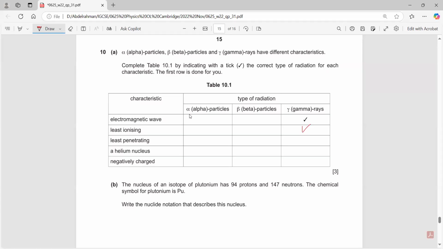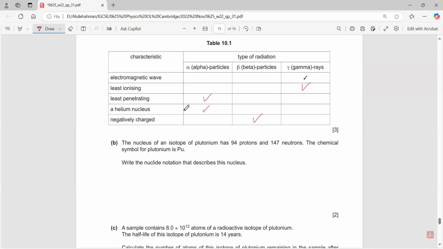Which is the least penetrating? It is alpha, exactly. Which is a helium nucleus. Yes, an alpha particle. And last but not least, the negatively charged particle is the beta particle. Basically, it is an electron.